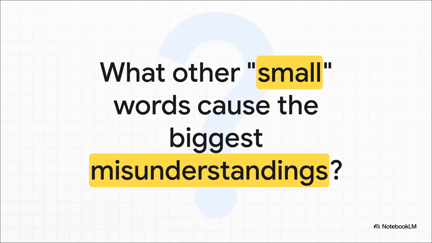And that brings us to the end. Look, mastering articles is a journey, for sure, but hopefully this simple framework gives you a much clearer path forward. And it kind of leaves me wondering, besides a, an, and the, what other tiny little words in English do you think cause the biggest misunderstandings? Definitely something to think about.